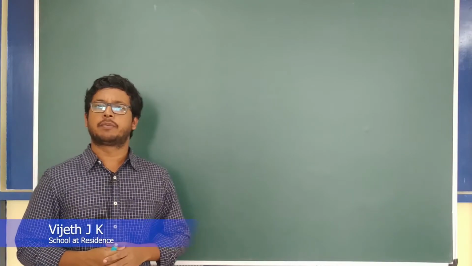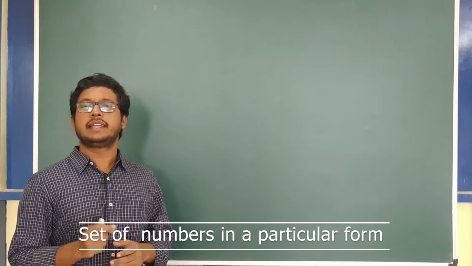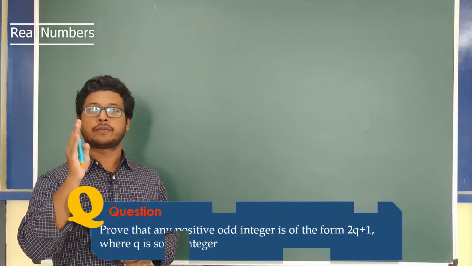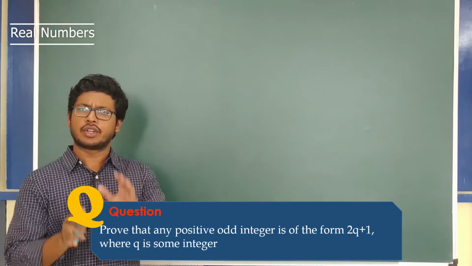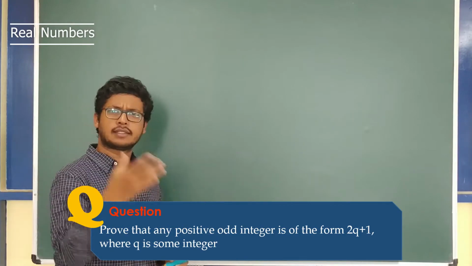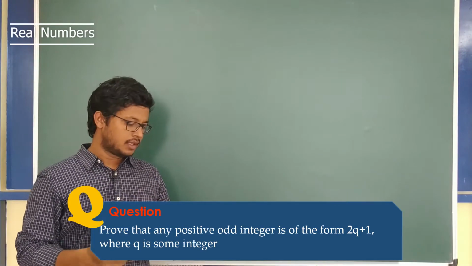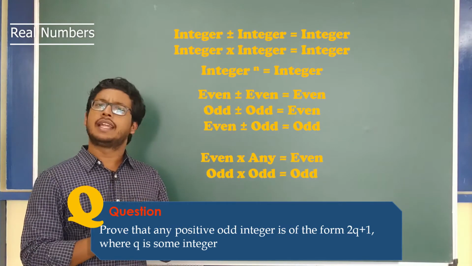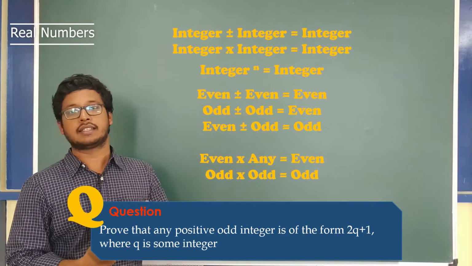In this video we'll prove that any odd positive integer is of the form 2q + 1. In order to prove this, we will revise the properties that we studied just now. Integer plus integer is always an integer, integer minus integer is again an integer, and integer multiplied by an integer is an integer.